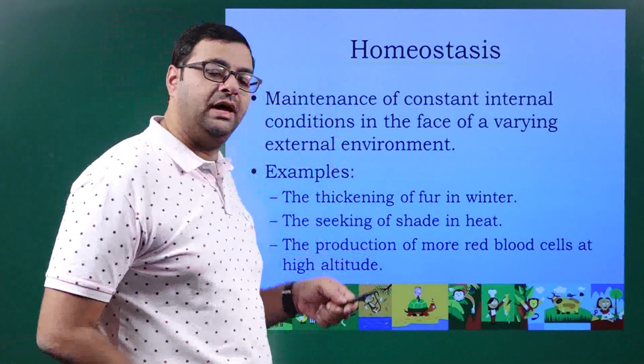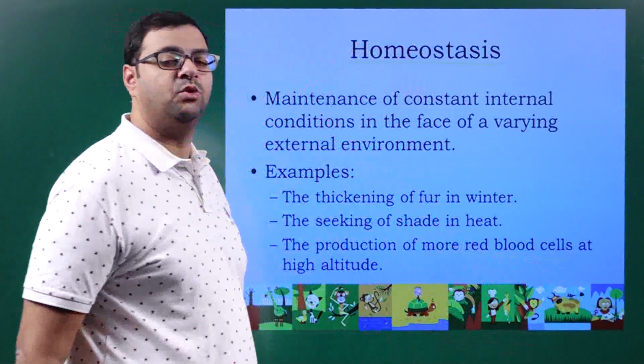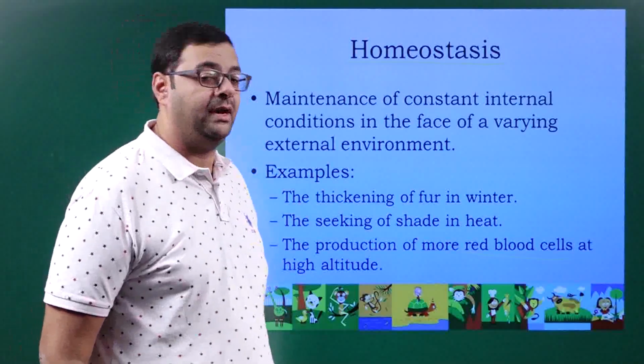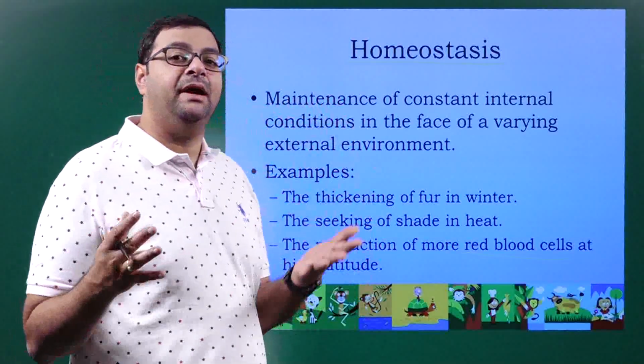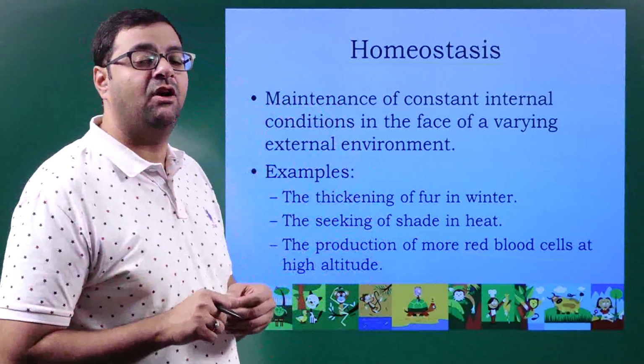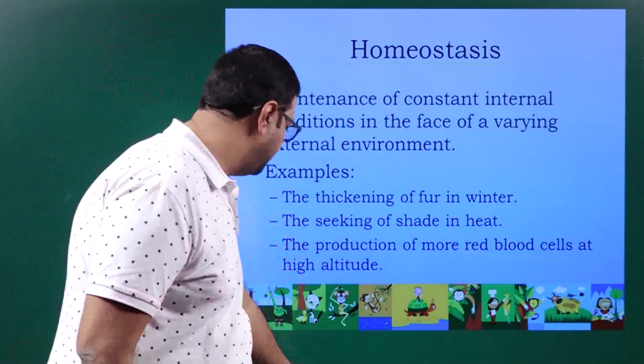In order to do that, the red blood cell count has to increase. That means more red blood cells have to be made. So this is basically what homeostasis is, that is maintaining the internal conditions or internal temperature of our body. Moving on.